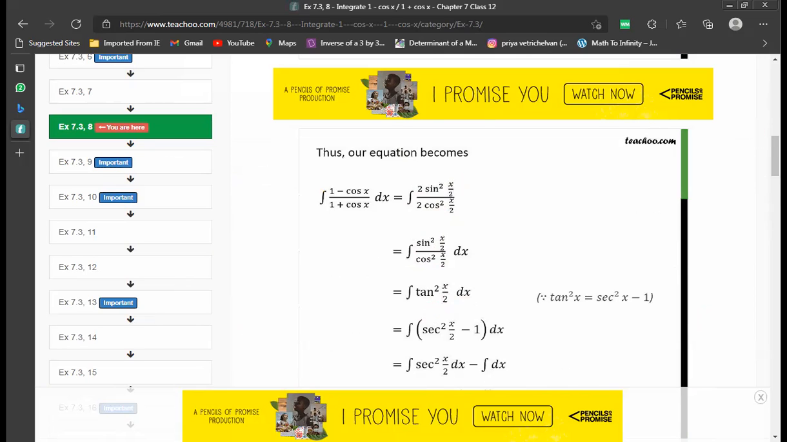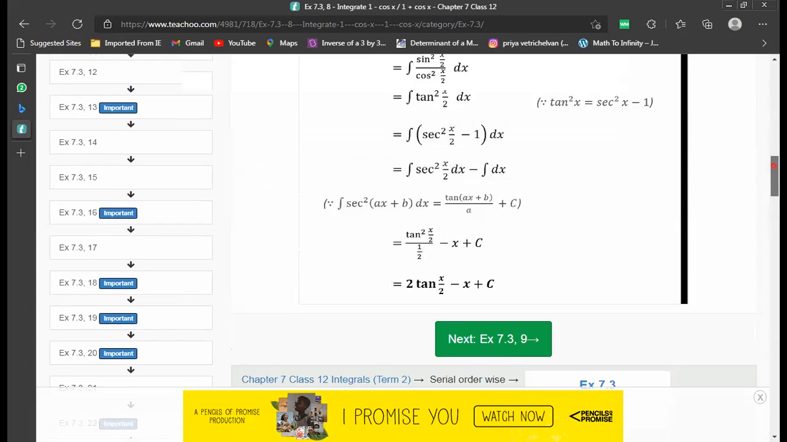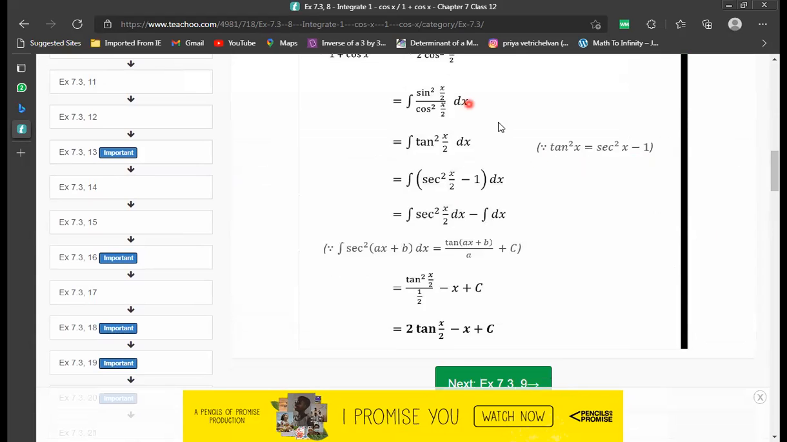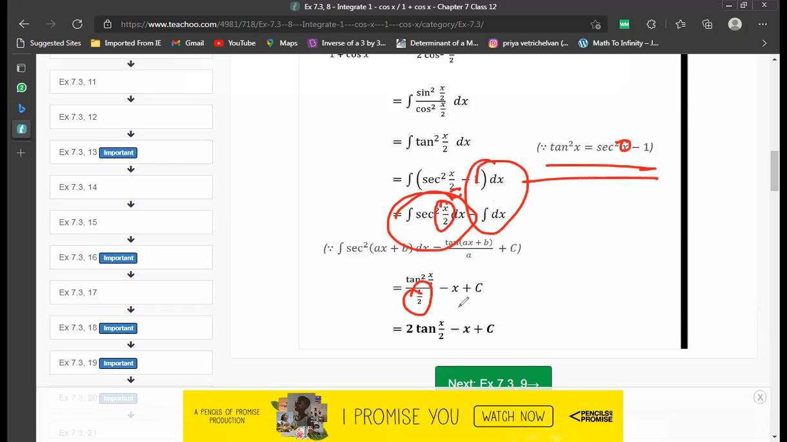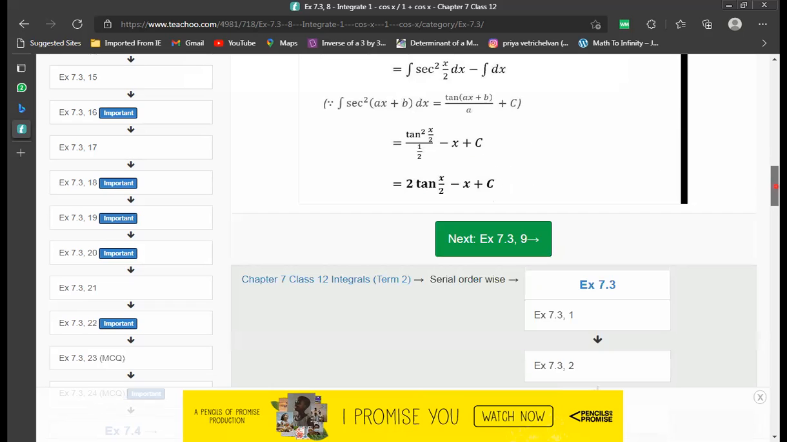There is no formula for the integration of tan square theta. So you have to use this identity: tan square theta equals secant square theta minus 1. So here the theta is nothing but x by 2. When you integrate secant square, the answer is tan, and the coefficient of x should be written in the denominator. The coefficient of x is 1 by 2, so you will write it here. And the integral of 1 is nothing but x. Understood?